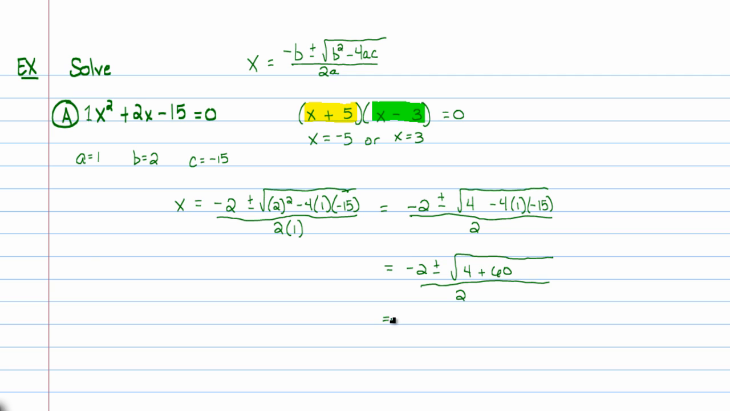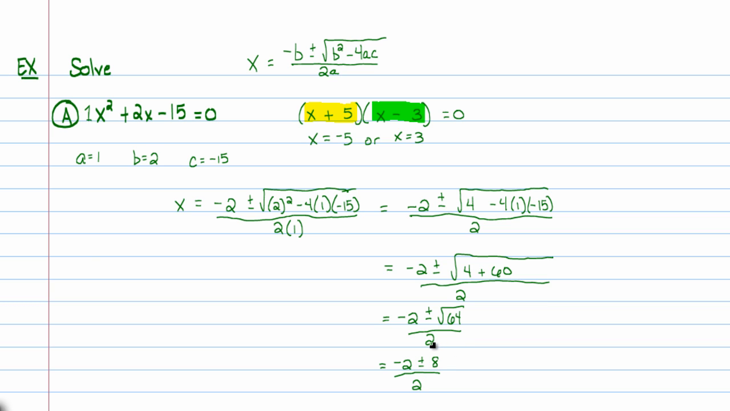And again, working on the inside of that square root, I'm going to do the addition. The square root of 64 is something I know offhand. The square root of 64 is just 8. So that's going to be negative 2 plus or minus 8 all over 2.